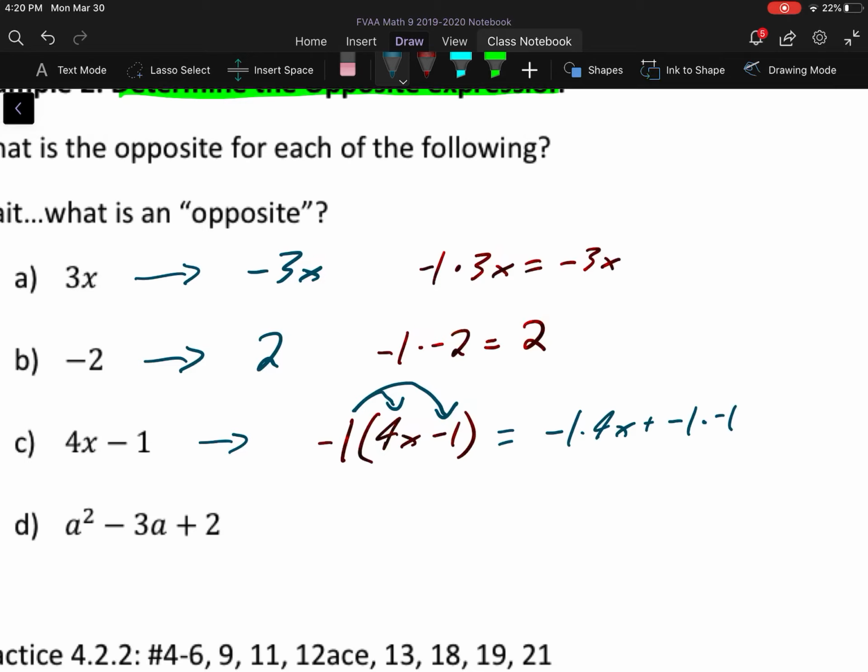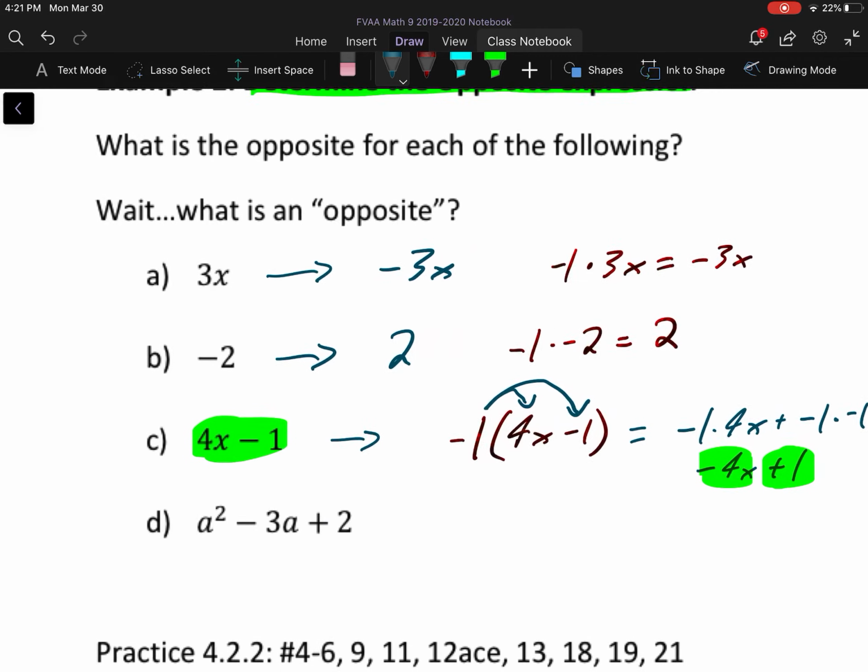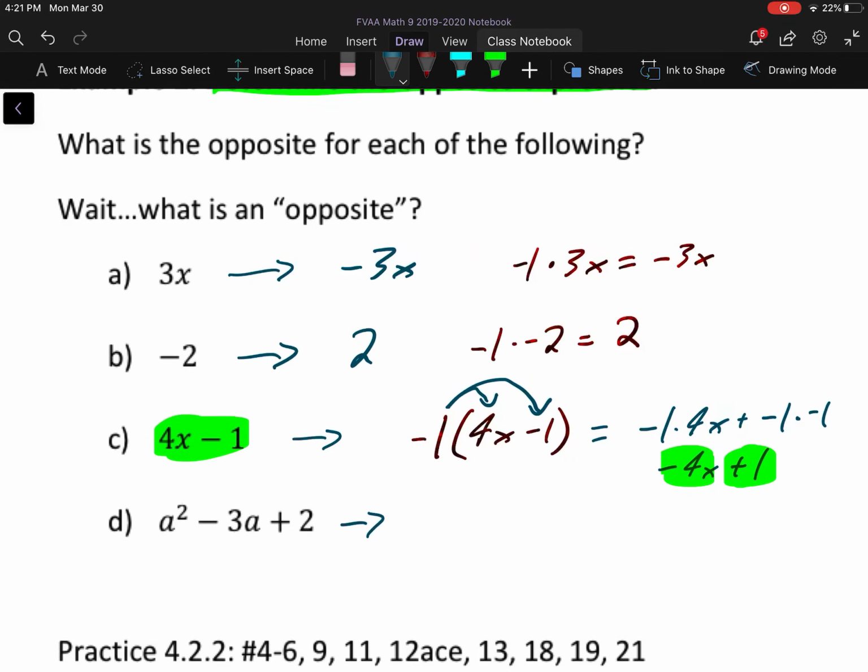And so negative 1 times 4x is negative 4x, and negative 1 times negative 1 is plus 1. Okay, so the opposite of 4x minus 1 is negative 4x plus 1. Okay, so we see that the 4x became negative 4x, and then negative 1 became positive 1, which is what we would have expected. And so here, last one, same thing. You see that each term becomes the opposite of the term that's given to you originally.